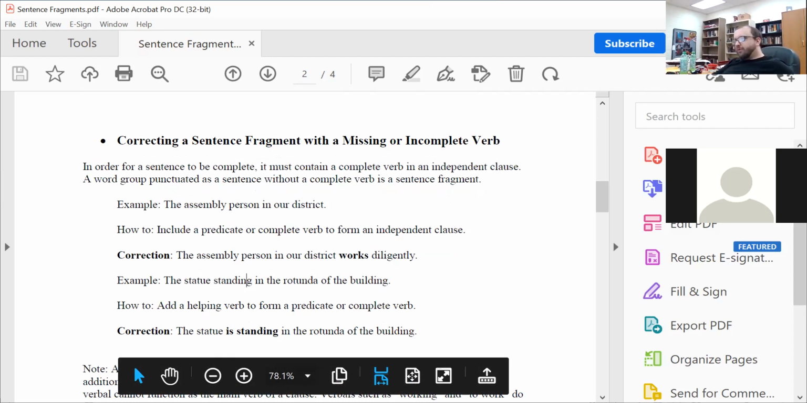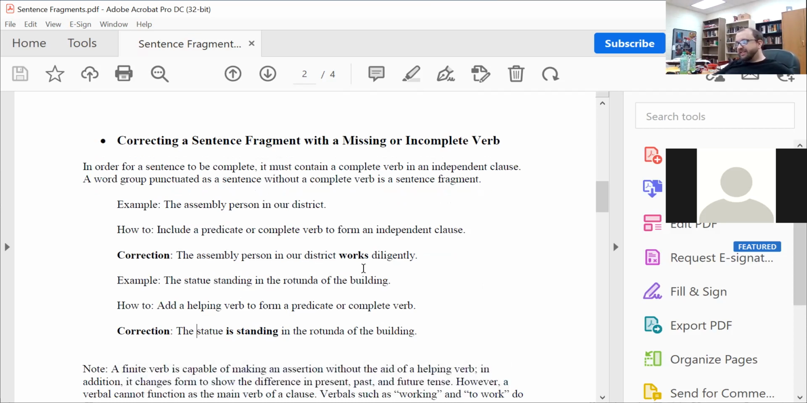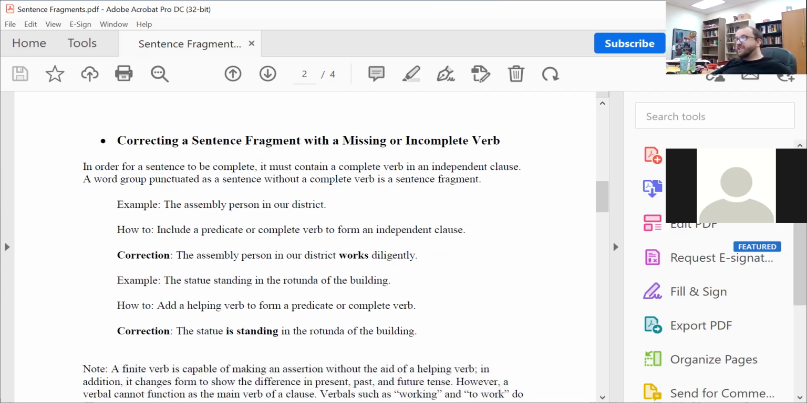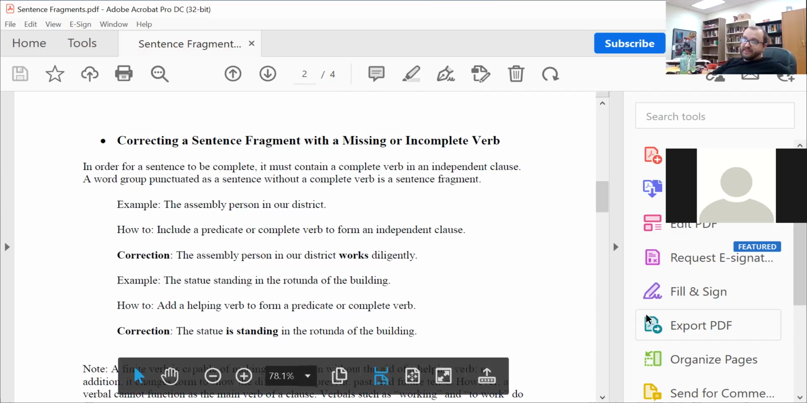As I told you guys before, though, in cutting clutter, it's usually best to avoid the ing words, right? So I would even fix that by saying the statue stands in the rotunda of the building, rather than saying is standing. I would say stands. Because remember, the is plus ing words or was plus ing words, that's oftentimes a way of cluttering up your sentences.